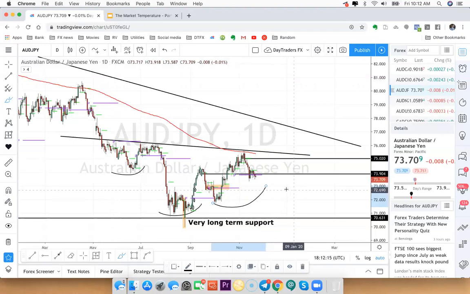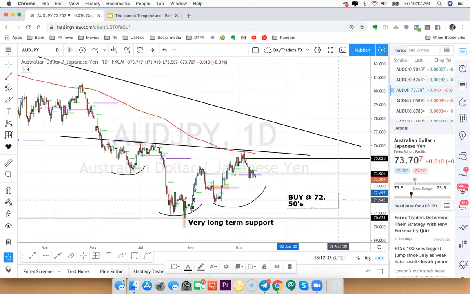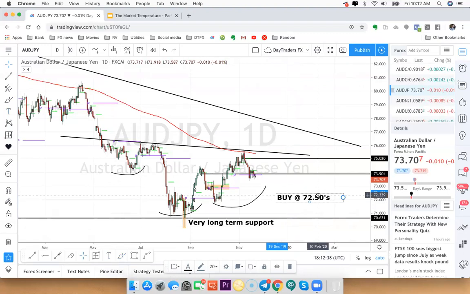So I like this down in the 72s. Aussie yen buying at around 72.50s, give or take. Now, at the time of entry, it might vary a little bit. I might end up getting in at 72, might end up getting in at 73, depending on how the chart looks. But that's the area that I'm looking for right now. So if you wanted to jump on this and you said, this guy might be crazy, but I'm going to give it a shot, and you put $1 a pip in there and forget about it, you should make some good money on that.